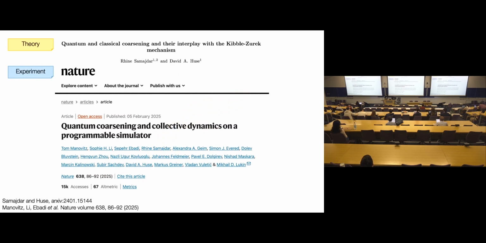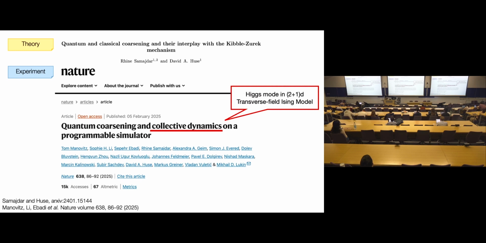This is the theory work. There is a recent experimental work by Harvard, and Google also has a similar work, but I forgot to put Google's work. They looked into the quantum coarsening that was predicted in theory. One interesting thing they figured out while trying to understand quantum coarsening experimentally was some new dynamics, which is the Higgs mode. Their model was the 2+1D transverse field Ising model, like a quantum magnet, and they found some weird oscillations going on. This also motivated us to work on some related works. I will talk about it later.